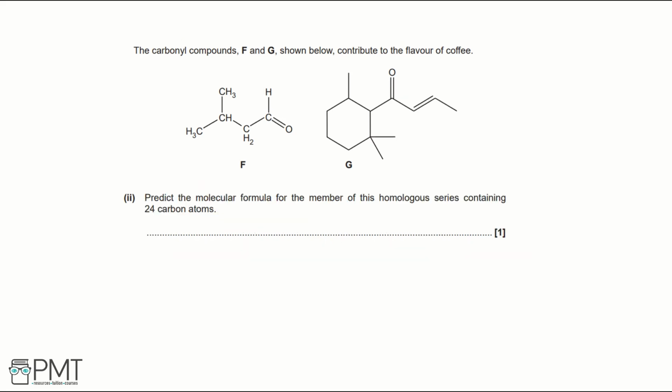Part 2. Predict the molecular formula for the member of this homologous series containing 24 carbon atoms. So, as we're told in part 1, F is a homologous series. So we're going to be looking at F and trying to work out its molecular formula when we have 24 carbon atoms. So the only bit in a homologous series that's going to differ is this CH2 group. We can expand it by adding more CH2s.